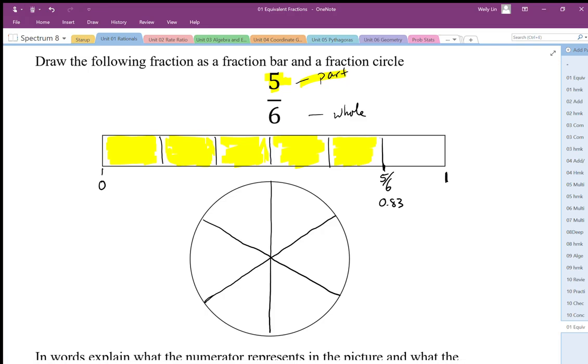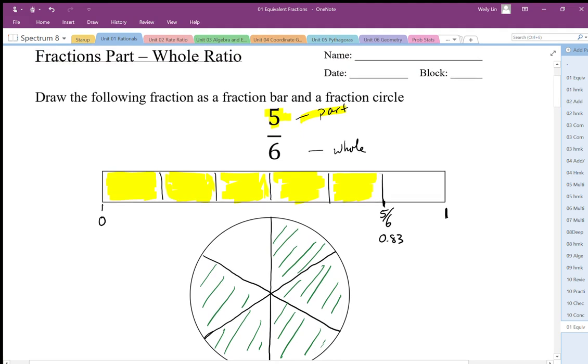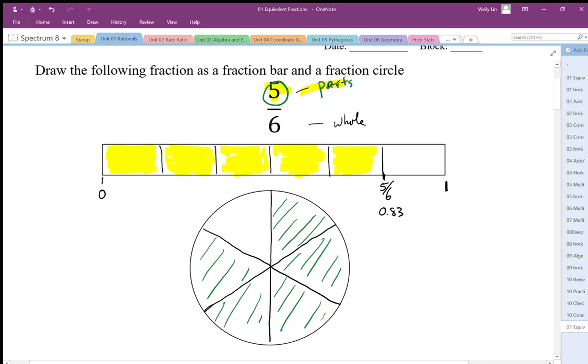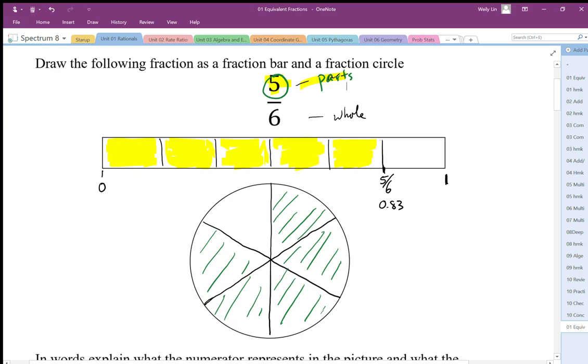Then I need to shade in my parts here. I'm going to have 1 part, 2 parts, 3 parts, 4 parts, 5 parts. So that represents my 5 parts, and the whole circle represents 6 parts whole. So these are ways we can express fractions. We can express them as fraction bars, fraction circles, part-whole ratio. We can express them on a number line. A fraction can be a number on a number line.